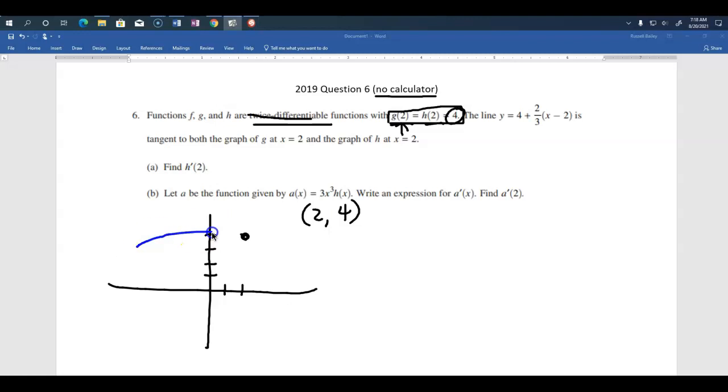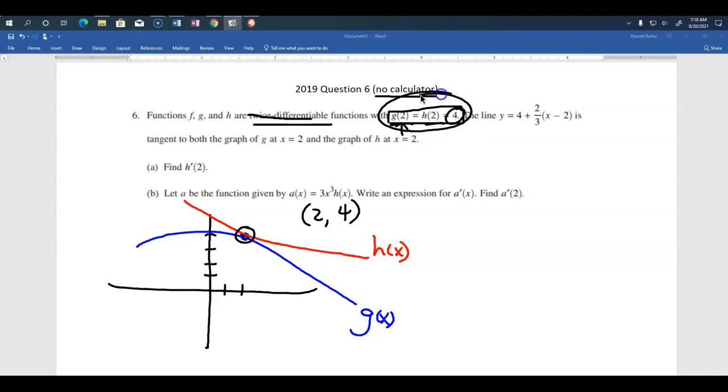But let's just say this is g. I'll call that g. All right? And then let's say that this is h. As you can see, I've got 2 functions, and at x equals 2, they have the same point. They both have the point (2, 4). That's what this means. Okay? So functions f, g, and h are functions where g and h share a common point (2, 4).